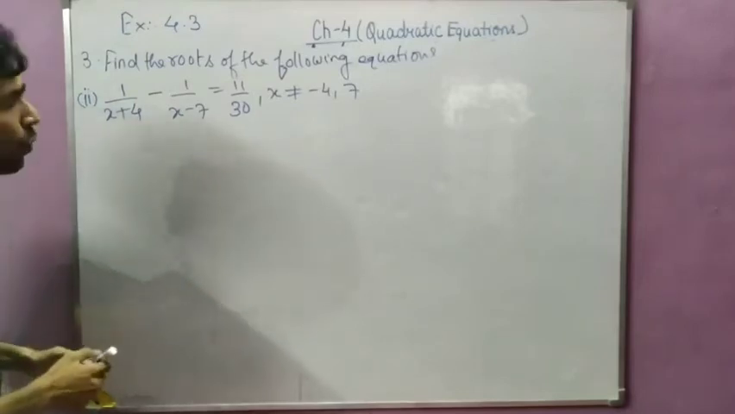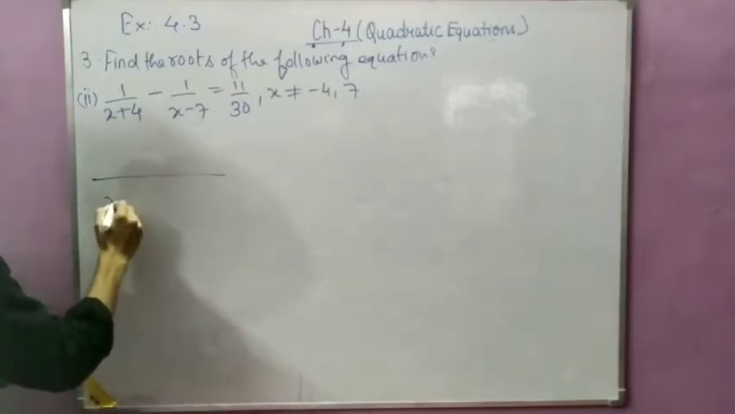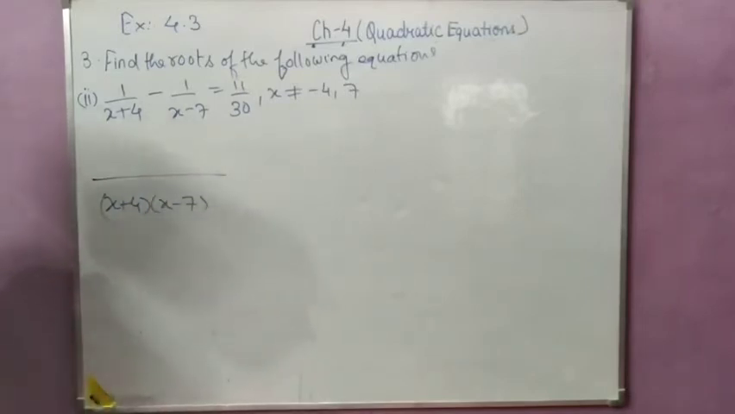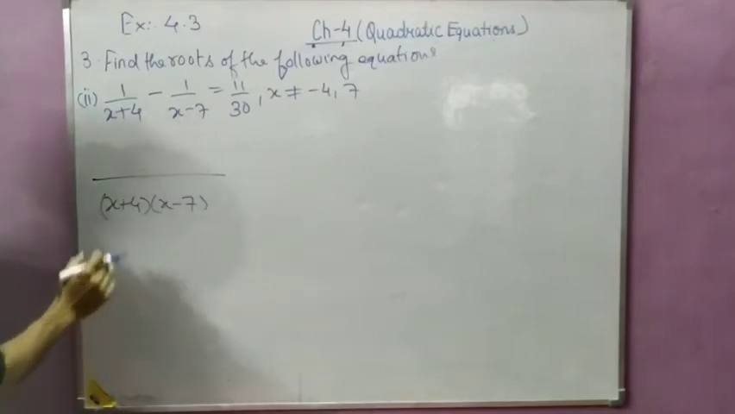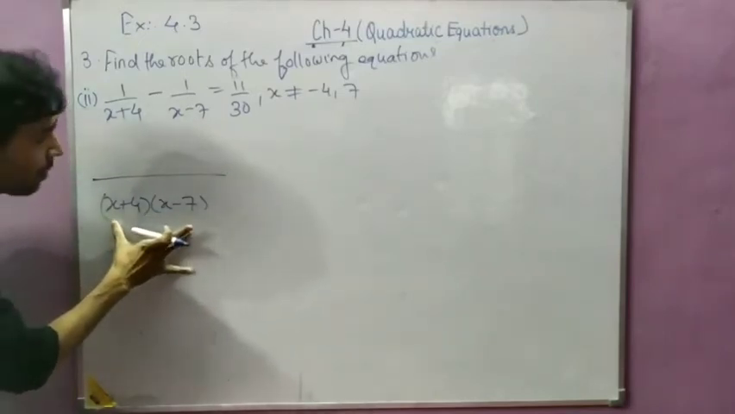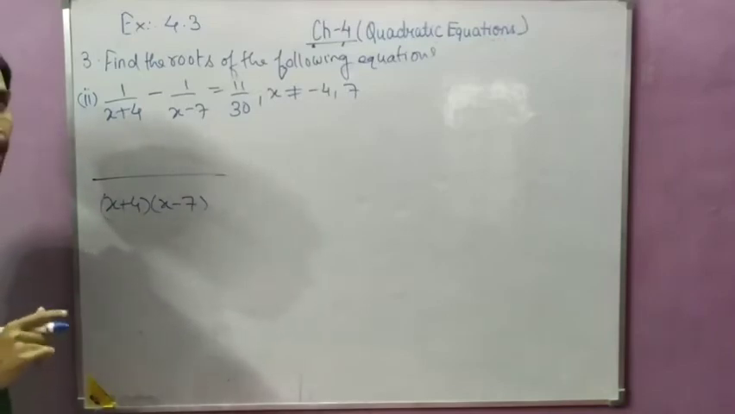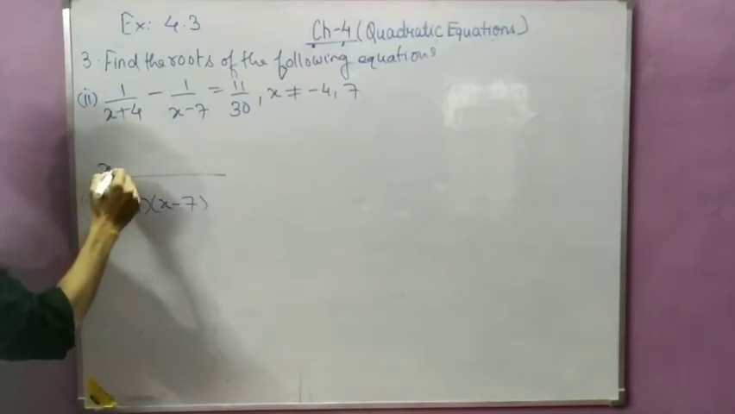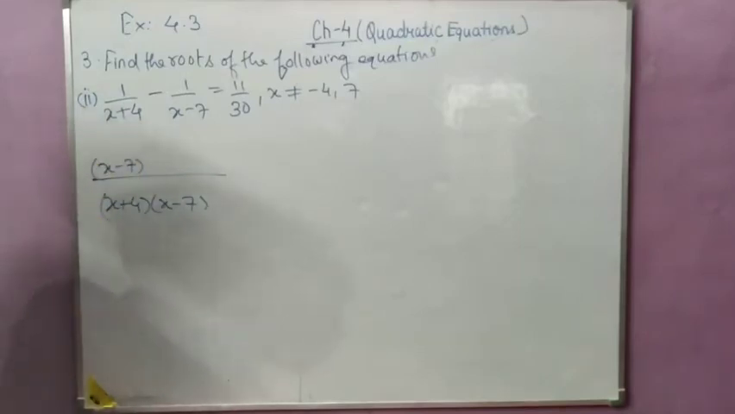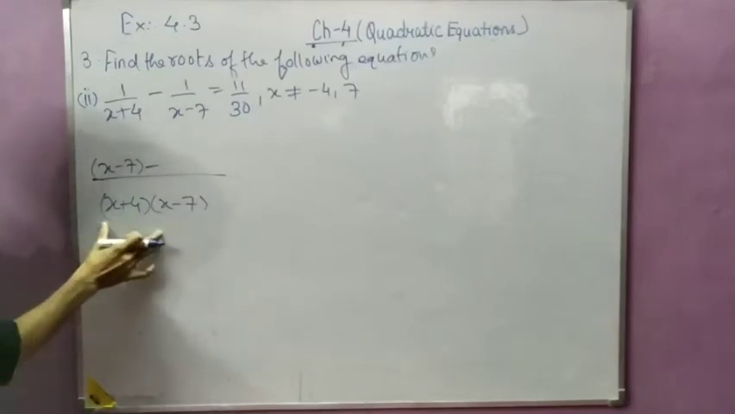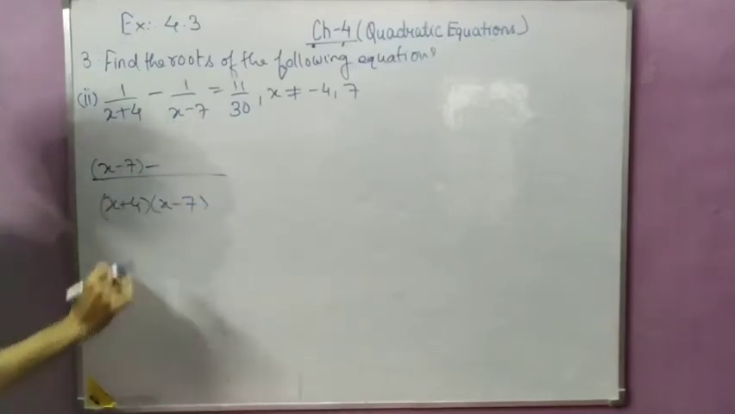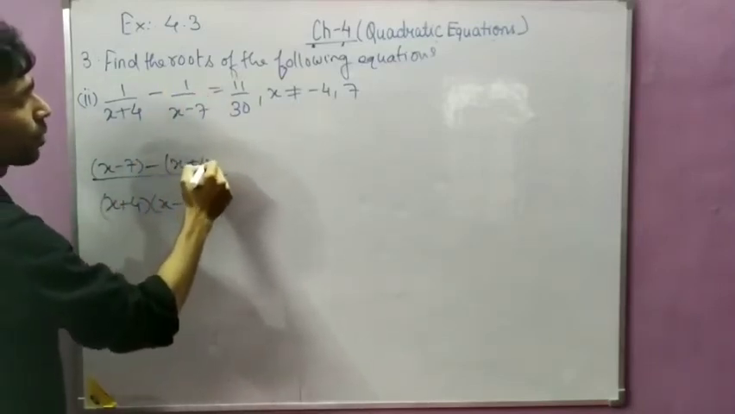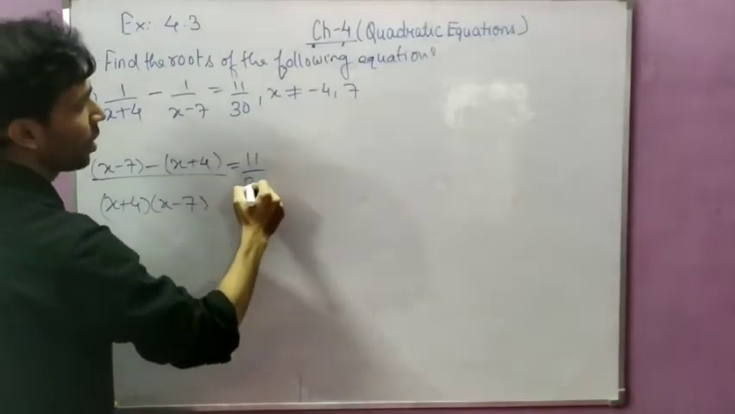Take the LCM of these two. So what will be the LCM? LCM will be x plus 4 and x minus 7. Okay. Now, when you take the LCM, this will be divided by this. So what will be left? x minus 7. And when x minus 7 is left, that will be multiplied to 1. So here it will become x minus 7 in bracket. Okay, minus. Now when this is divided by x minus 7, x plus 4 will be left, and when x plus 4 is multiplied to 1, here will be x plus 4, is equal to 11 by 30.